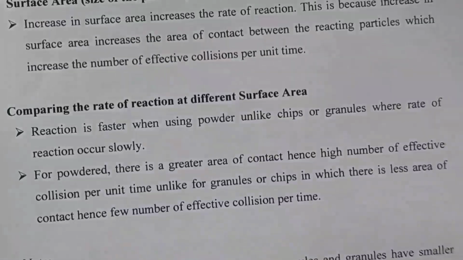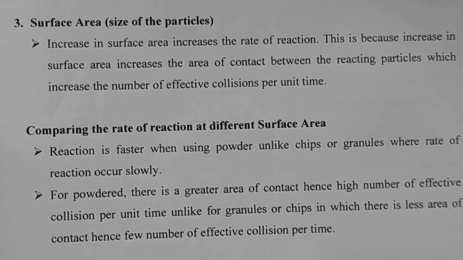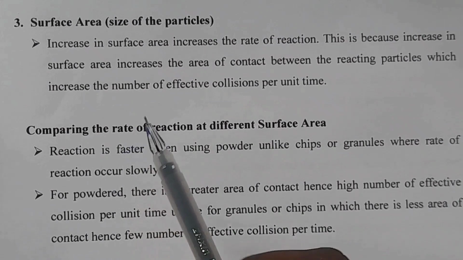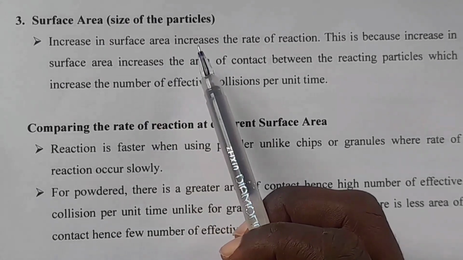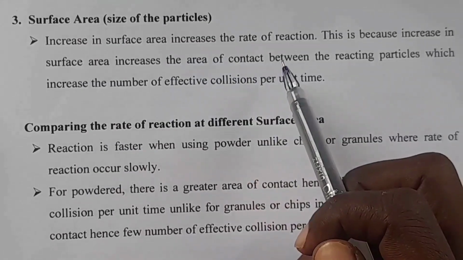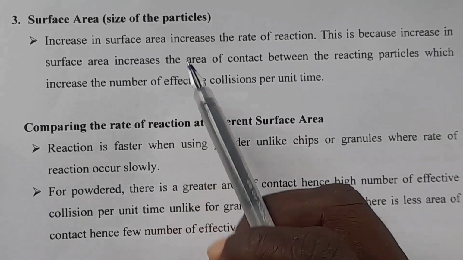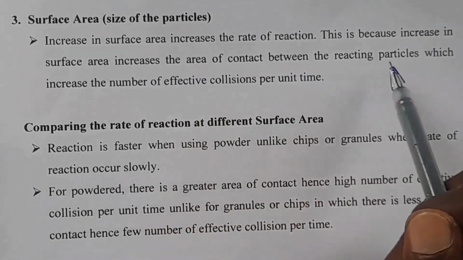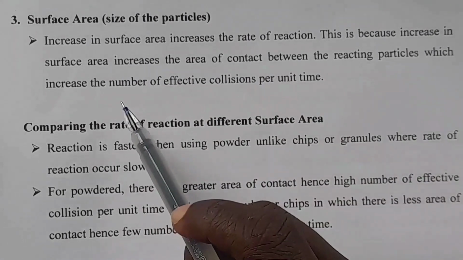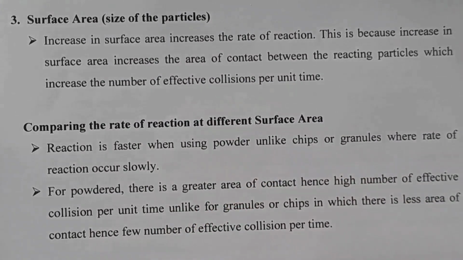Okay, next we are going to go to the third factor. The third factor affecting rate of reaction is surface area, or the size of the particles. We are saying an increase in surface area increases the rate of reaction. The reason is that an increase in surface area increases the area of contact between the reacting particles, which increases the number of effective or successful collisions per unit time.